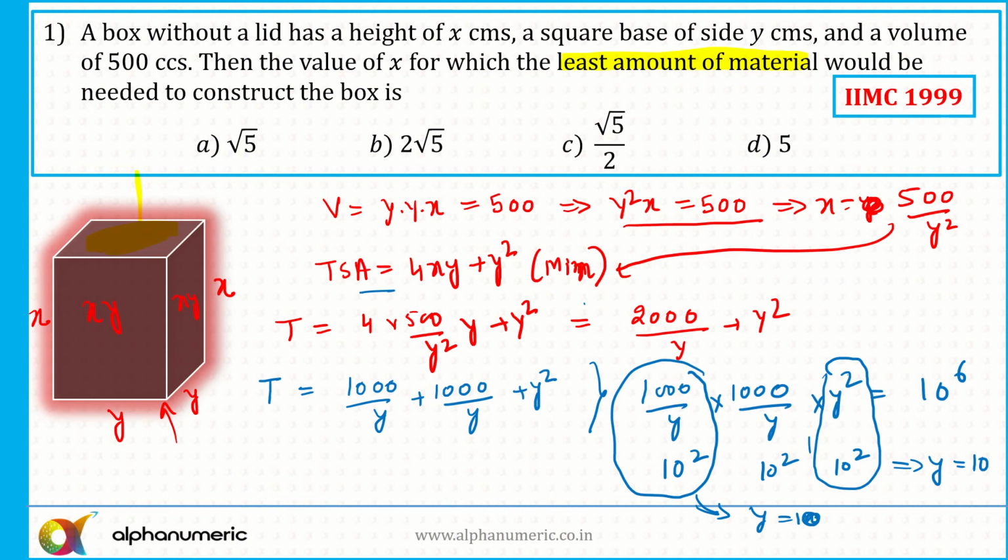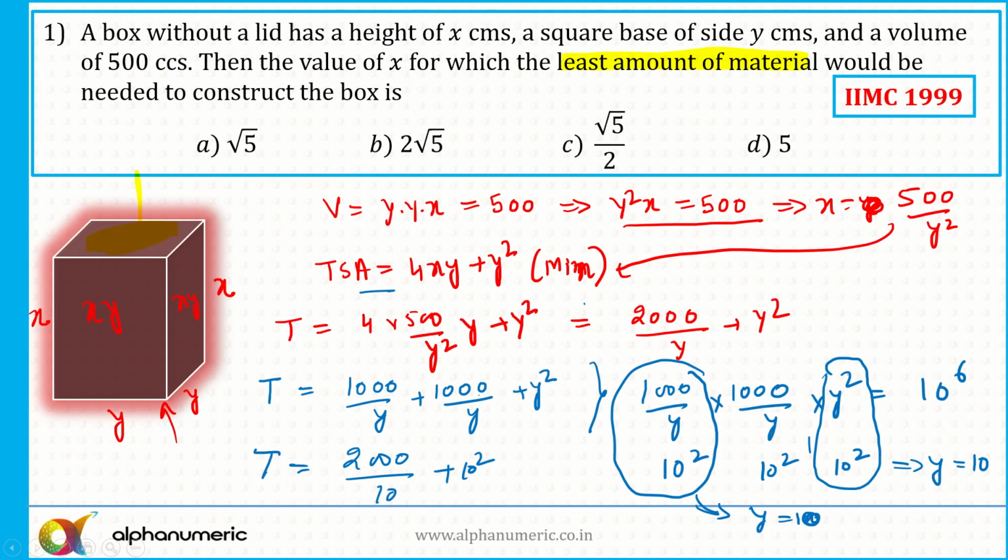In case from one of them you are getting y equal to 10 and from another y equal to 5, then it means that it is not possible. So here all three are equal, so I'm getting y equal to 10. So what is the total surface area? The question here is, what will be the least amount? The total surface area in this case is 2000 by y, so 2000 by 10 plus 10 square.